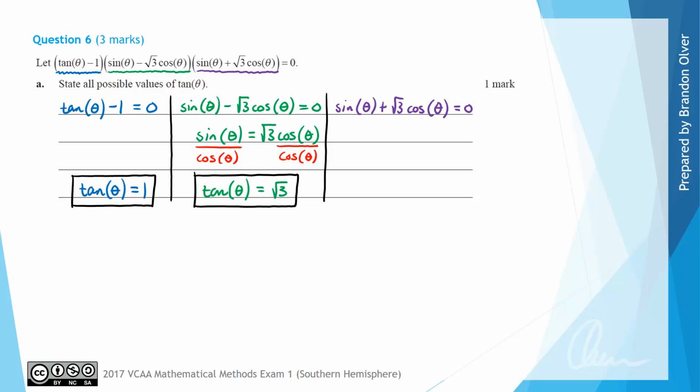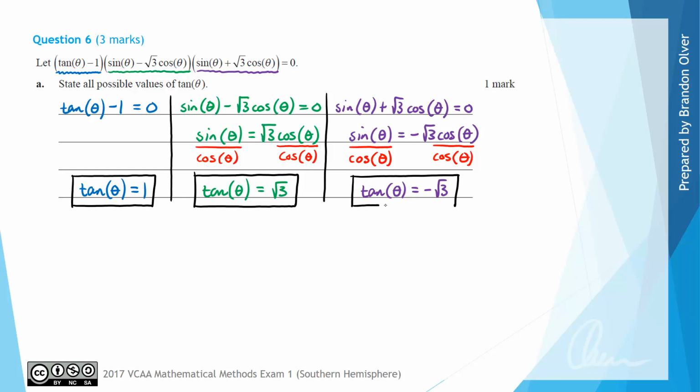Applying similar logic to the third part in purple, we have that sine of theta could equal negative root 3 cos of theta, and then dividing both sides by cos of theta, sine over cos is tan, so tan of theta could equal negative root 3. So that is the other possible value that tan of theta could equal for this question.